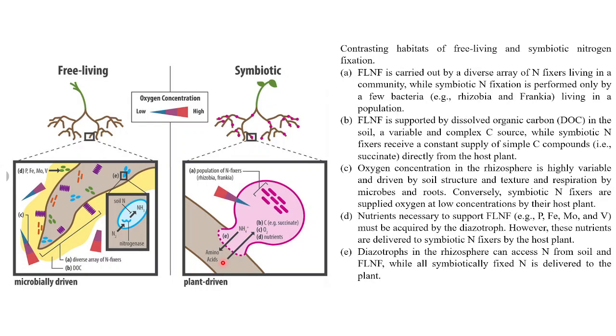And the diazotrophs in the rhizosphere can access nitrogen from soil, while in the case of symbiotically fixed nitrogen, it's delivered by the plant. So this is the difference in the contrast. It's basically a contrasting habitat and the way these two different types of diazotrophs fix nitrogen.